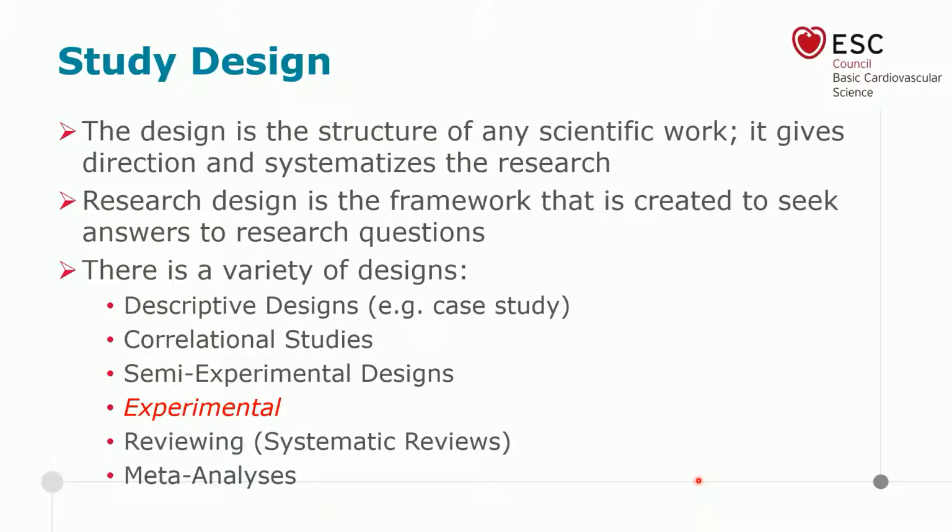Well, there's a variety of designs. I will not discuss all of them. There are descriptive designs, correlational studies, semi-experimental designs. What I understand is that then it's almost like an experimental study, but there's no randomization. That can be difficult, for example, with clinical studies. Then systematic reviews, which are also becoming more important for preclinical studies, and there's meta-analyses. But I would like to focus on experimental studies. Now, you can do that in the lab. You can do it in the field, but I'll show you some examples of laboratory-related experimental studies.